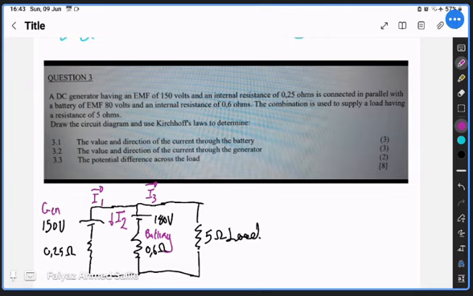Sorry, this is 80 volts. This here is 80 volts. So therefore this is the bigger one and that's the smaller one. So then this has to change into a supplied direction. I3 is equal to I1 plus I2.